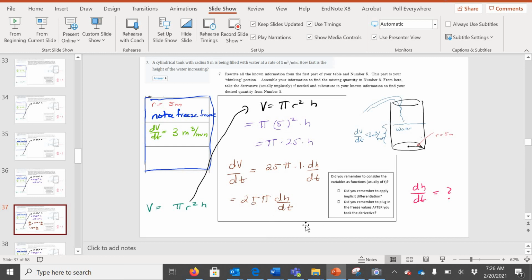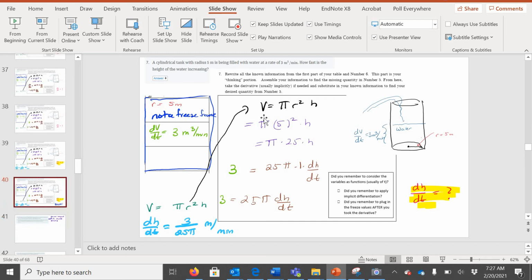Now, I know that I'm looking for dh dt. So I have to look in my information here. I notice that at the freeze frame moment, I'm not allowed to plug this in earlier because it was changing. I have to take the derivative first and then plug in the 3. So at the freeze frame moment, dv dt is 3. So I sub that in and solve for dh dt. I get 3 divided by 25 pi meters per minute. And that's what they were looking for. So I am done. Boom.